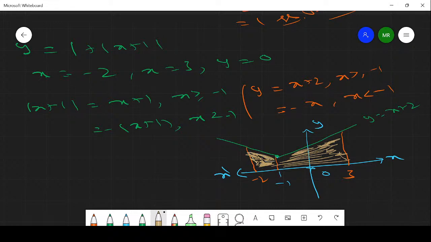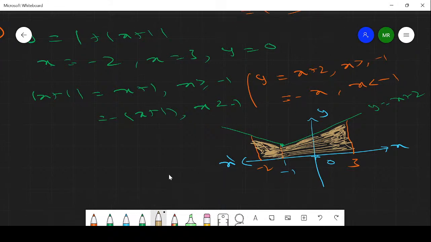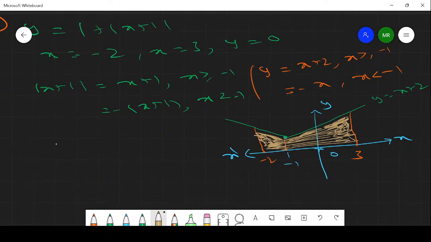Between these lines. Correct, this is the required area. So I can split it from -2 to -1 and -1 to 3. That will be completed now.